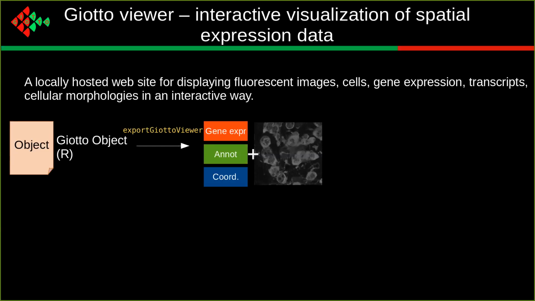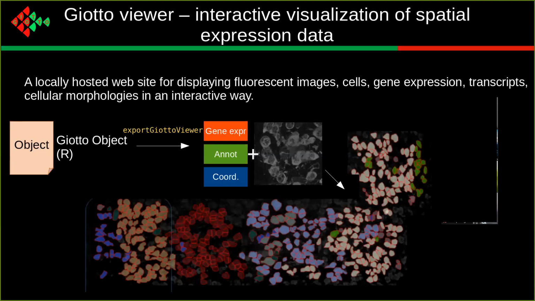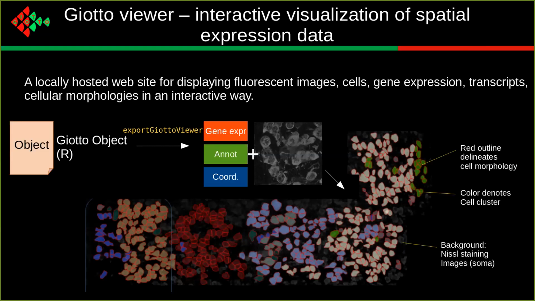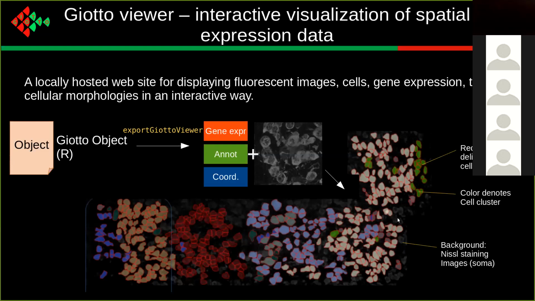The input for this viewer could be a Giotto object exported to a set of specifically formatted files such as gene expression, annotation, and coordinates. And in addition to that, by adding the fluorescent images, including SeqFISH, DAPI, or cell compartment staining, the Giotto viewer would display this information by overlaying the images as well as cell annotations all together. By doing so, we can delineate cellular morphology. We can also color the cells by different colors. We can also show the staining as background.